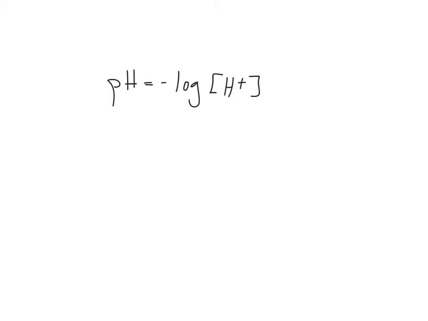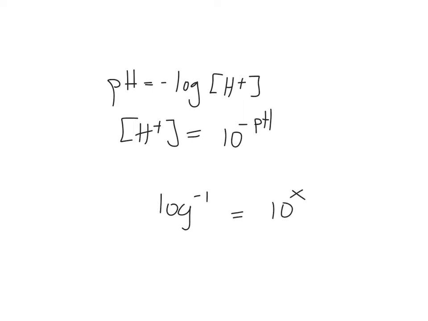If pH equals negative log of the H plus, if I solve this for H plus and use a little calculator magic, then H plus concentration is equal to 10 to the negative pH power. Remember, the inverse of a log, or log to the negative 1 power, is the same as saying 10 to the x power, where x is the exponent. And so, to calculate H plus concentration, you simply take 10 to the negative pH power.